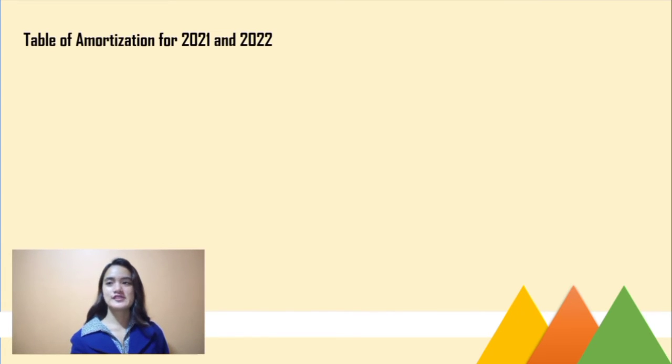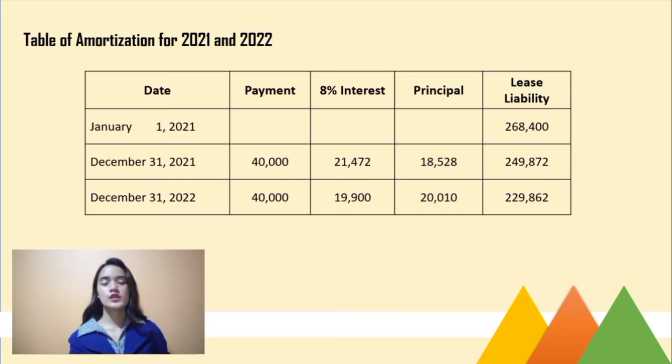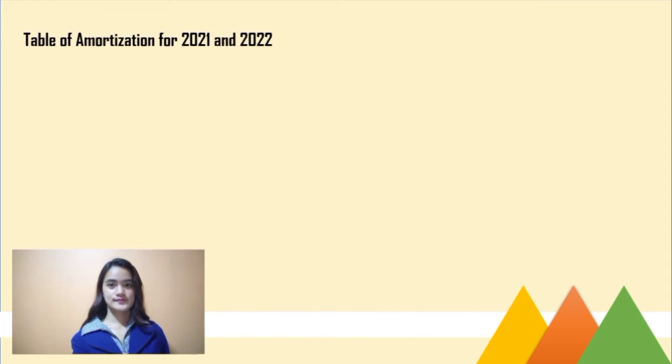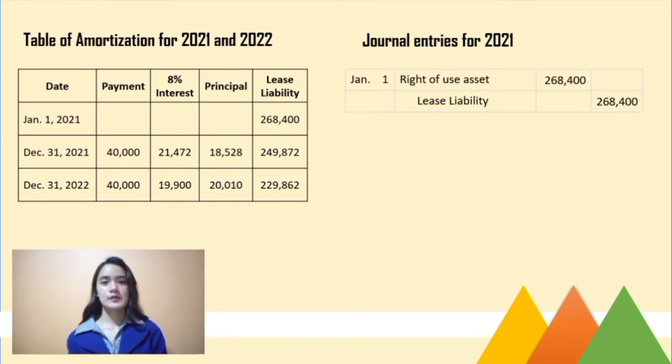So ito yung amortization table natin for 2021 and 2022. Again, ang lease liability natin on January 1, 2021 is 268,400 pesos. So same process yung gagawin natin kagaya ng ginawa natin kanina. So apply niyo lang ulit yun. For the journal entries, on January 1, same pa rin yung mangyayari. Debit the right of use asset 268,400 pesos and credit the lease liability of 268,400 pesos.